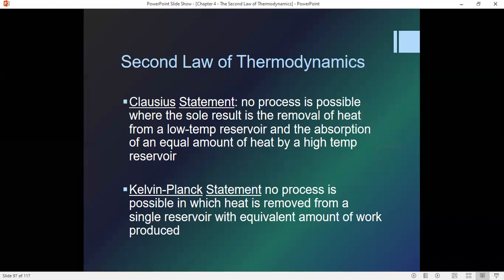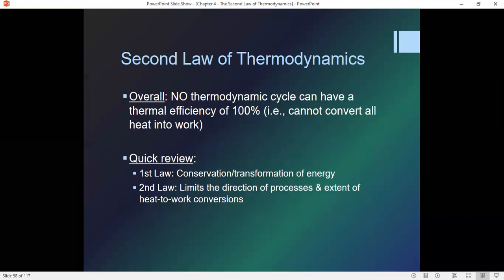All of these ideas are connected to the second law of thermodynamics: overall, no thermodynamic cycle can have a thermal efficiency of 100%, okay? No thermodynamic cycle can result in a decrease of entropy in the system, all right? Okay, quick review. First law of thermodynamics, conservation of energy, that's no big deal. We've always had that since physics 1. But again, second law, even when we conserve energy, we have to limit the direction where the process can go forward, okay? It's all connected to entropy, okay?